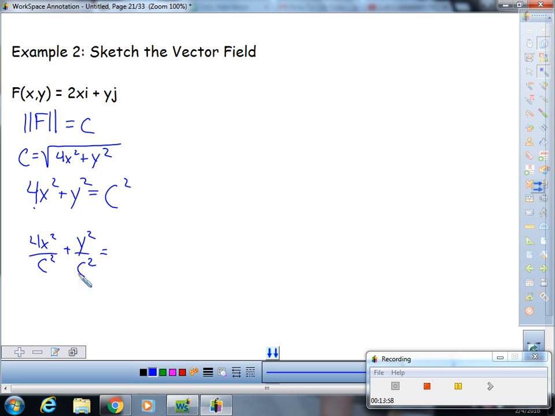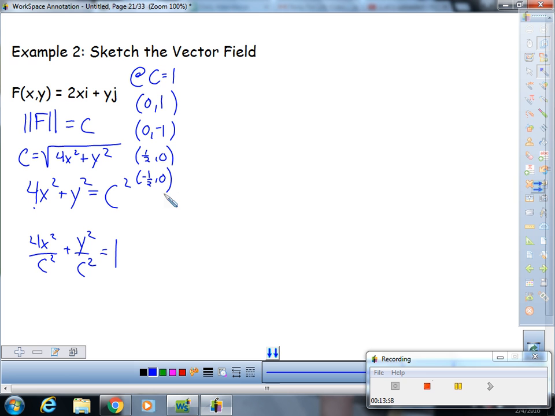So, if we let c equal 1, what are some points? We've got to pick the easiest points for x and y to let c equal 1. Well, here are two easy ones. 0 comma something and 0 comma negative something. What would that be? 1 and negative 1. And then what would we do? 1/2 comma 0, negative 1/2 comma 0. Excellent.